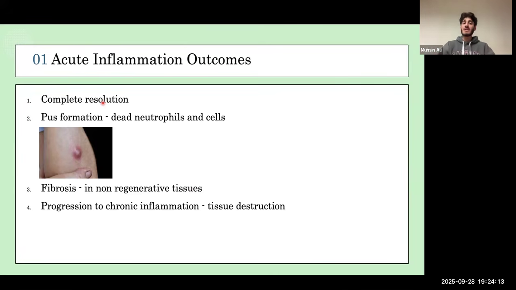Okay. A second outcome could be pus formation, and this pus, I want you to imagine it like a pimple. When you have a pimple, what's inside it is pus, and what pus is basically is just dead neutrophils and cells that are being accumulated in that specific pocket. The third outcome is fibrosis, and this happens in non-regenerative tissue.